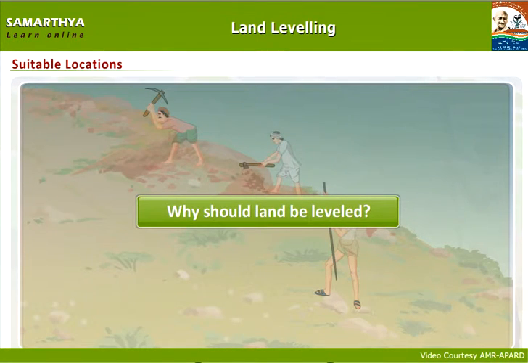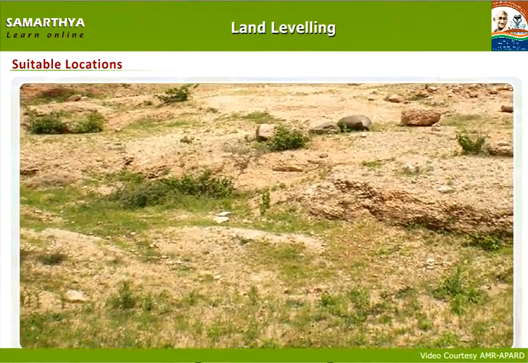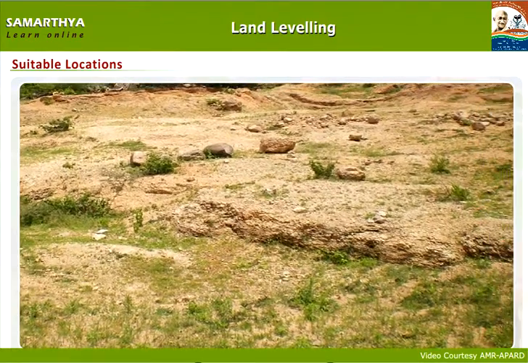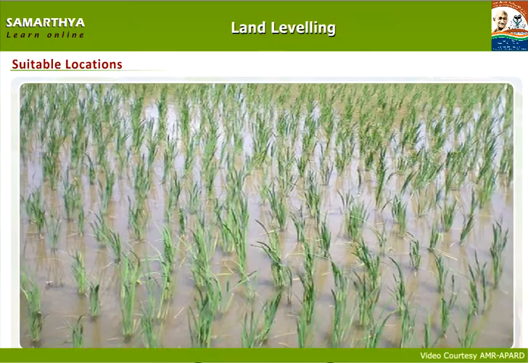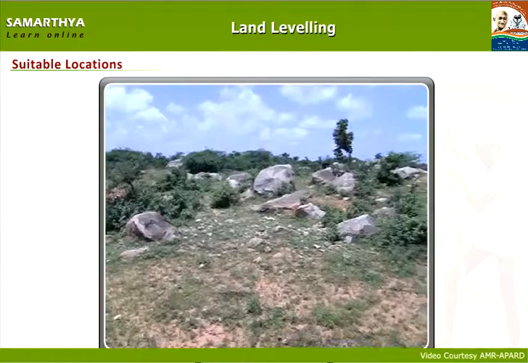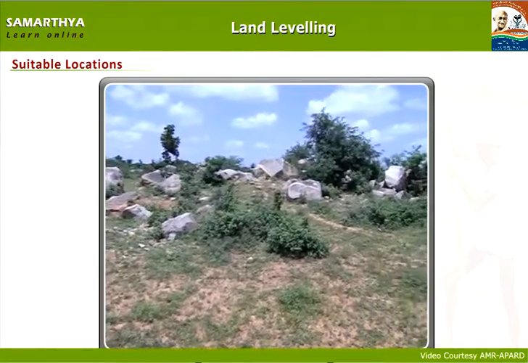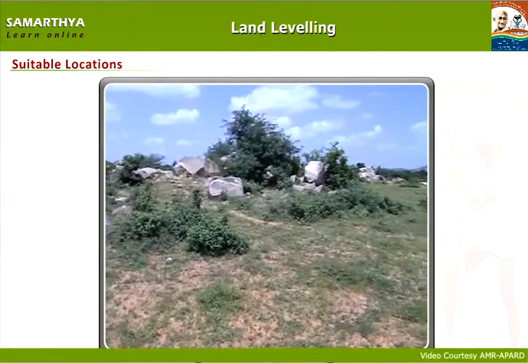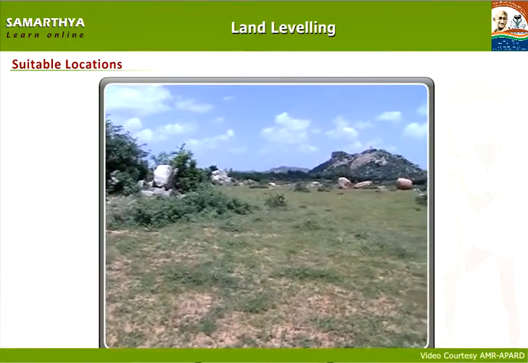Now let us discuss about the leveling of land. Why should land be leveled? Primarily, lands which have plenty of rocks, stones, undulations and pits are to be leveled so as to make the land suitable for cultivation purposes. Let us know how a fallow land looks like. A land that was never cultivated is called a fallow land. So, what is the purpose of converting it into a cultivable land?